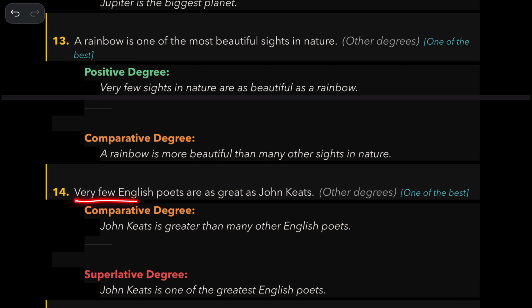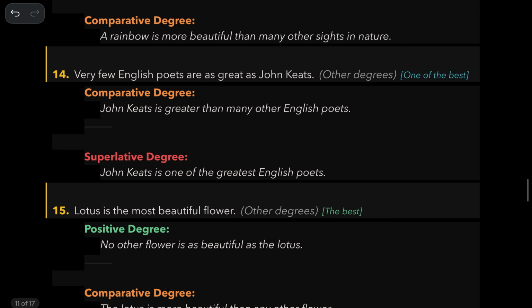Very few English poets are as great as Keats. So here, it belongs to the second pattern, one of the best pattern, and you need to learn both. John Keats is greater than many other English poets. John Keats is one of the greatest English poets, that is superlative degree.